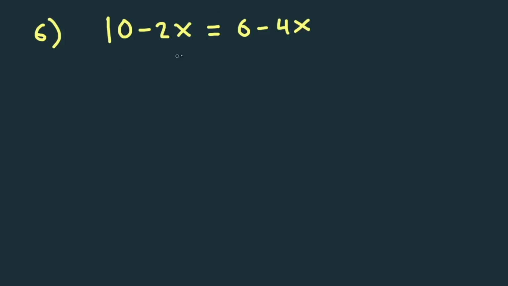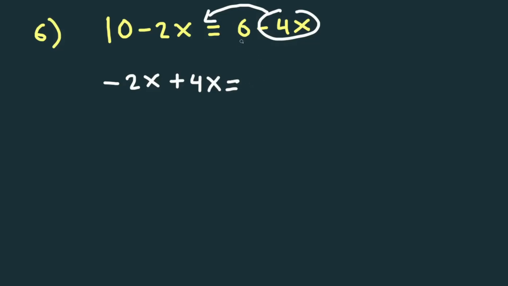Example 6. Here we have x terms on both sides. So the way to solve it is to bring the x terms either to the left hand side or to the right hand side, and all the other terms to the opposite side. So here let's bring the x's to the left hand side. So minus 2x is already on the left hand side, we'll leave it here. And we bring the minus 4x to the left hand side, so it will be a plus 4x.